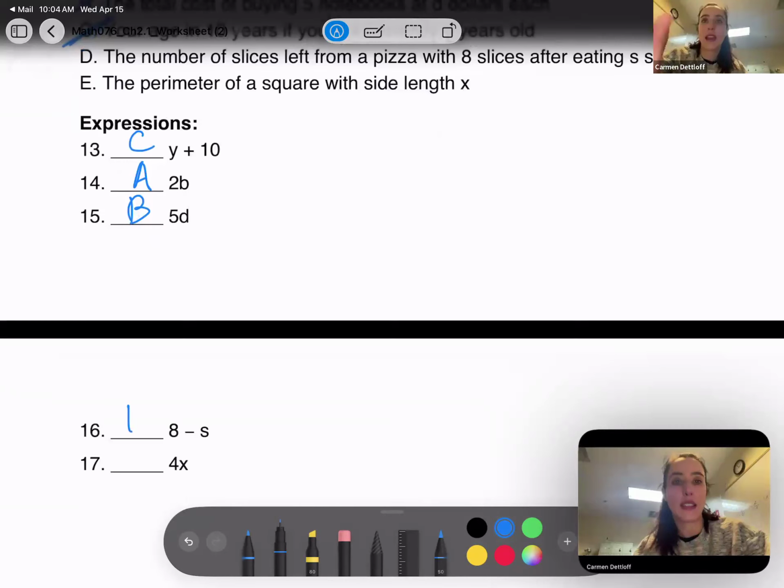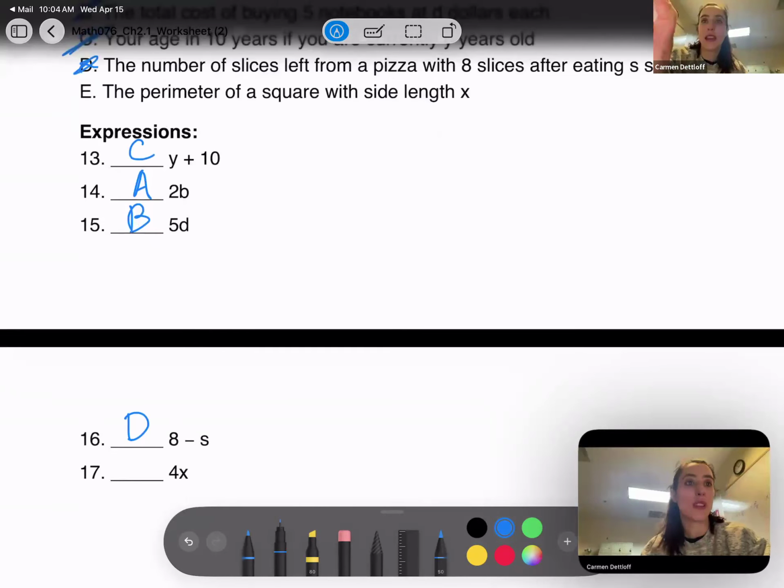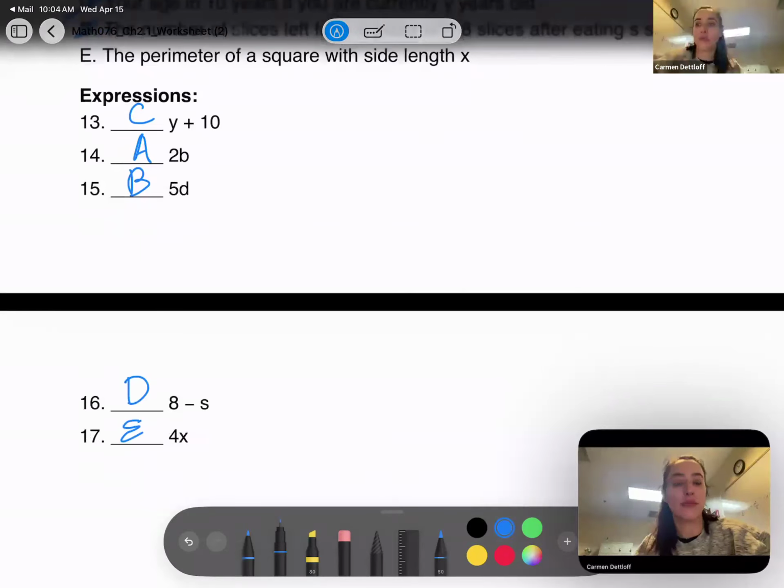And D, the perimeter of a square with side length X. Okay, so the perimeter of a square is the outside edges. There are 4 edges for a square. And if I want the perimeter, I'm going to add all of those up, or I could multiply the side length by 4 because there's 4 of them. And that makes this one E.